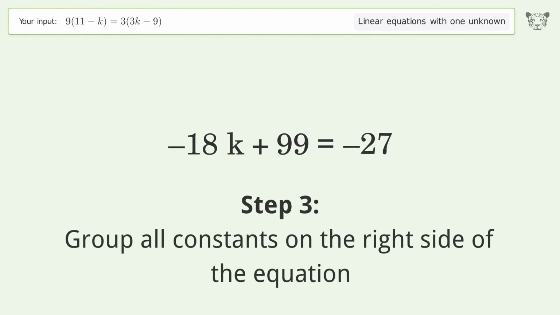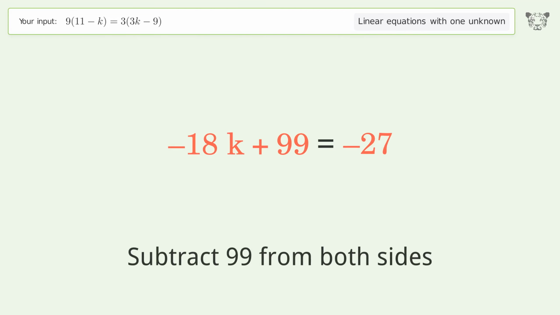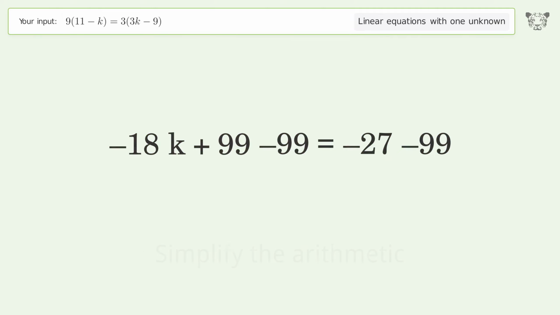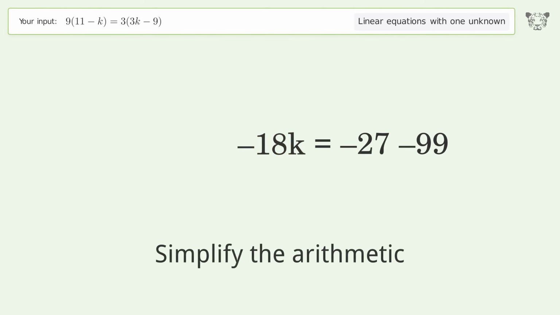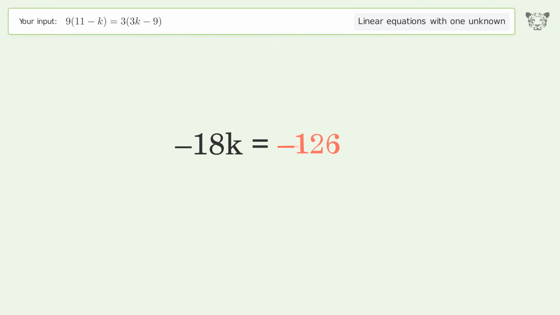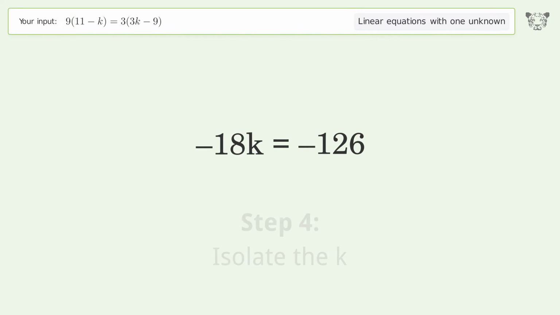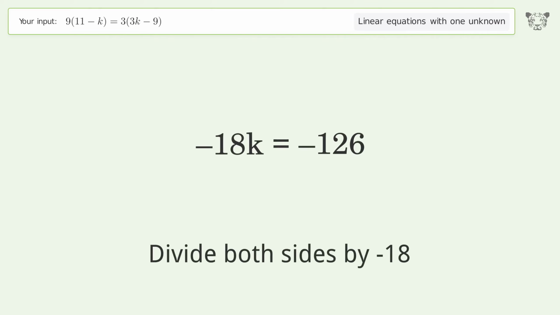Group all constants on the right side of the equation. Subtract 99 from both sides. Simplify the arithmetic. Isolate the k. Divide both sides by -18.